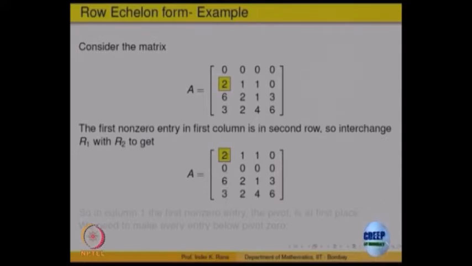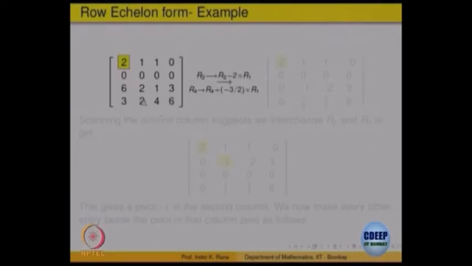You can multiply this row R1 with 3, that will give you 6 here, subtract it from the third row, that will make this entry 6 as 0. So, multiply the first row with minus 3 and add it to the third row, that will make it 0, and similarly for the next one. So, the operations are, this is how we write it: R3 goes to R3 minus 2 R1, R4 goes to R4 plus minus 3 by 2 R1. That will make everything below the pivot in that column equal to 0 by elementary row operations.